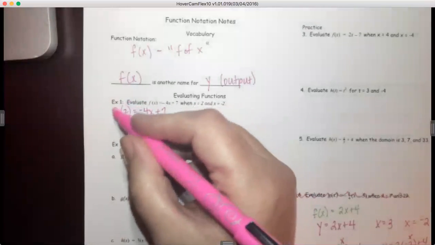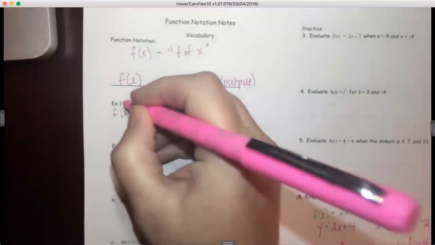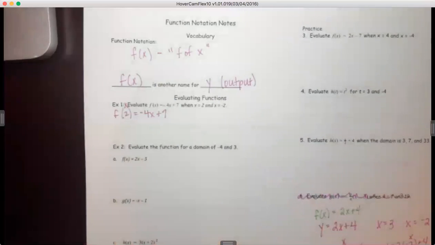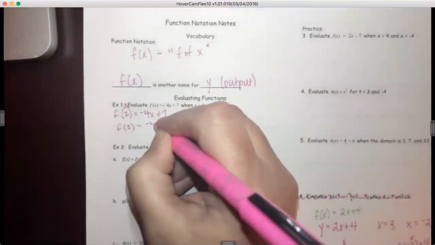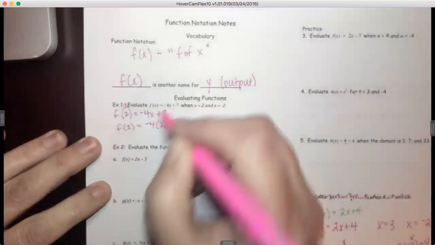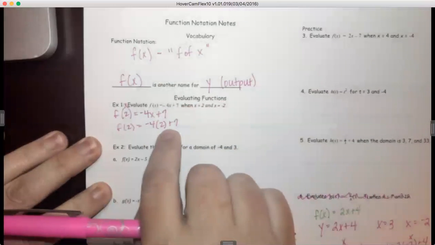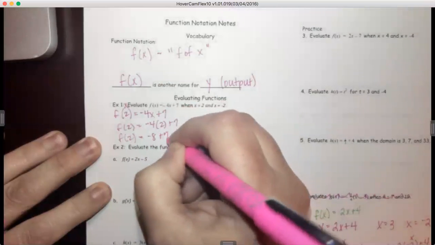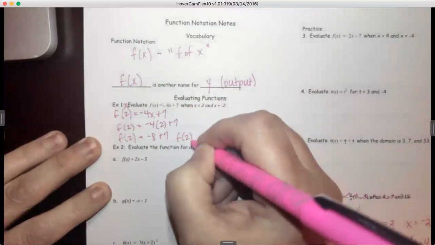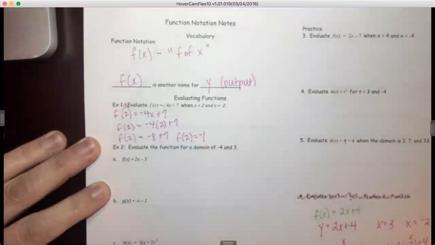This is telling you that you want to find y when x equals 2. So we're just going to plug that in. Negative 4 times 2 plus 7. Here's the 2, it goes in where the x is, and we're going to solve. Negative 8 plus 7. So f of 2 equals negative 1.